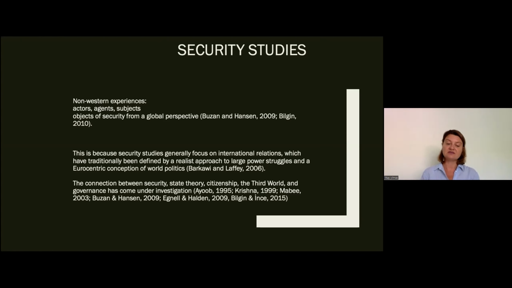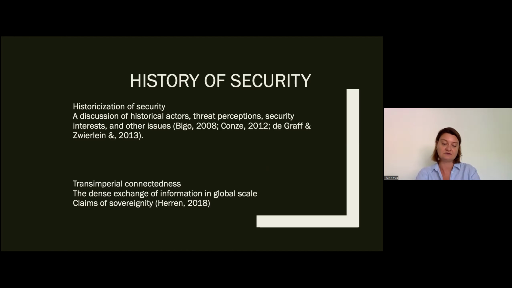This was because security studies generally focus on international relations, which have traditionally been defined by a realist approach to larger power struggles and a Eurocentric conception of world politics. Thanks to changes in the international system, security studies have also begun to change in the last 2 decades. As part of this new area of research, the connection between security, state theory, citizenship, and governance has come under investigation. For a long time, security studies lacked proper historicization as well, and only recently have scholars embarked upon a discussion of historical actors, threat perceptions, security interests, and other issues.